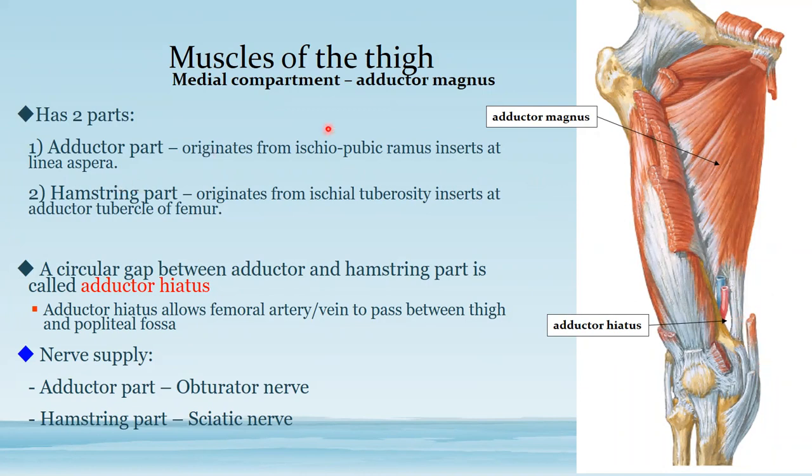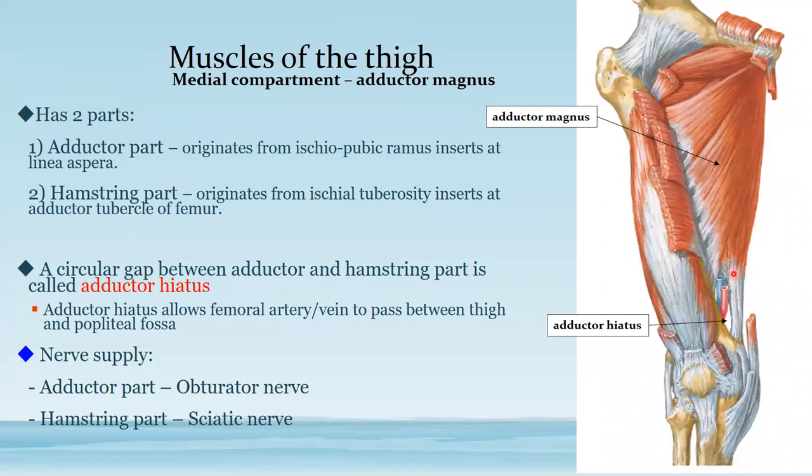The adductor part originates from the ischiopubic ramus. Do you know where the ischiopubic ramus is? It is in your hip bone. It inserts at the linea aspera. Remember the linea aspera of the femur?